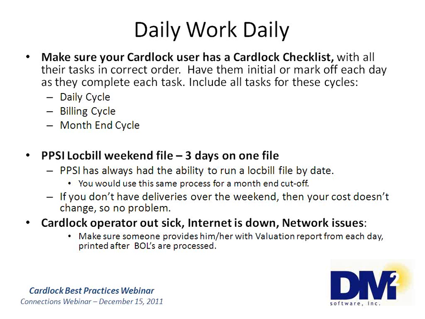Other challenges are if your Cardlock operator is out sick, or the internet is down, or there are some kind of network issues. Occasionally, I've known that CFN's web-based network will have issues. I mean, we've all seen a day or two in our lives when the internet was down on the whole East Coast. That stuff happens. So when those things happen, you want to have a backup plan.